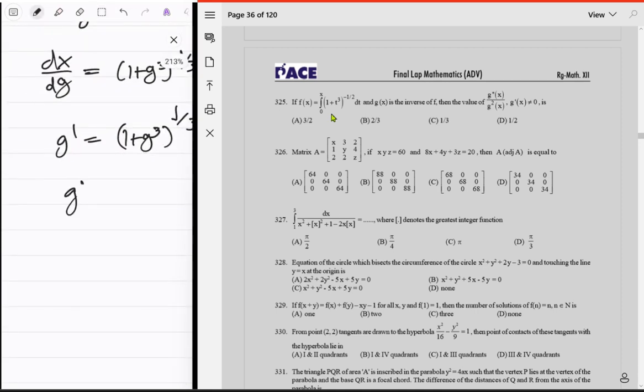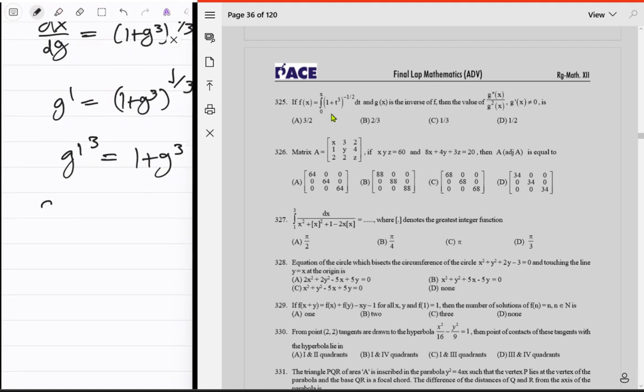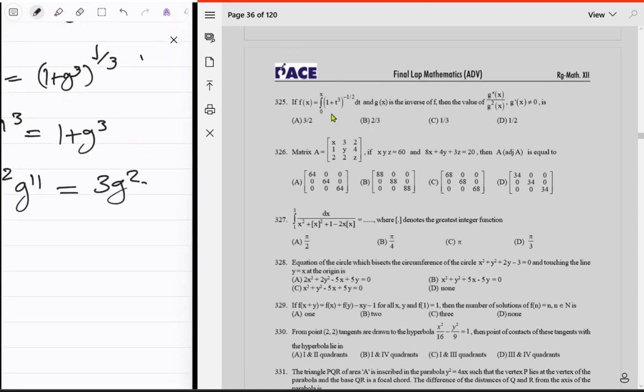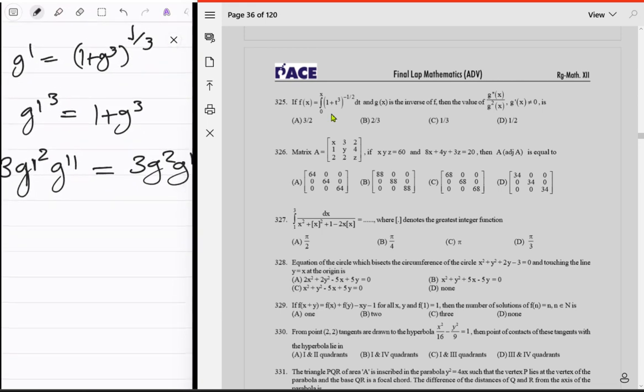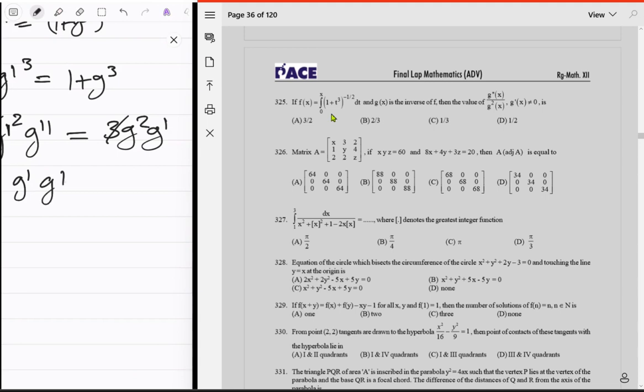कोई और तरह से try करते हैं, we just cube this or something, right? So we just get like g dash cube is equal to 1 plus g cubed. फिर अगर मैं इसको differentiate, like 3g dash squared and then it's like g double dash is just equal to 3g squared and then g dash. So ये 3 गया, all you just get is g double dash is equal to g squared.